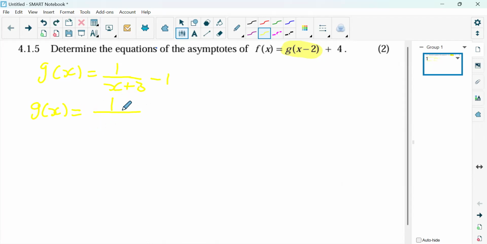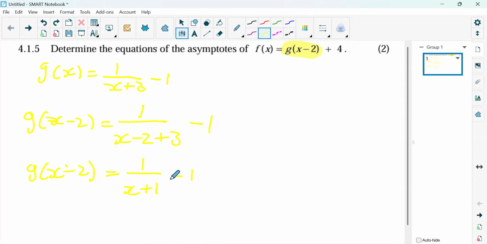So we have g of x minus 2 equals 1 all over, and instead of x we put x minus 2, so x minus 2 plus 3, minus 1. Then we collect the like terms in the denominator, so we have 1 all over x plus 1, minus 1. Now we have the new function they're talking about, g of x minus 2.